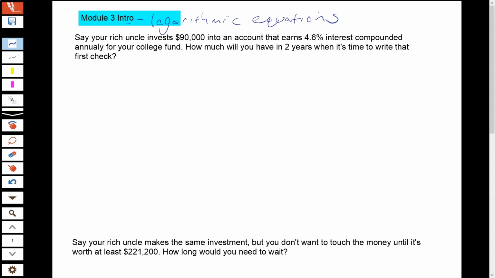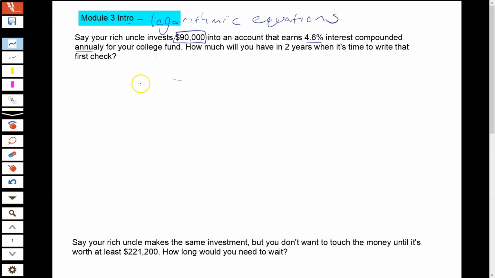In this first problem, this is going to seem familiar. These are like the ones we've done over the past two mini units. Say your rich uncle invests $90,000 into an account that earns 4.6% interest, compounded annually, for your college fund. So that's nice. Your uncle is nice. How much will you have in 2 years when it's time to write the first check?